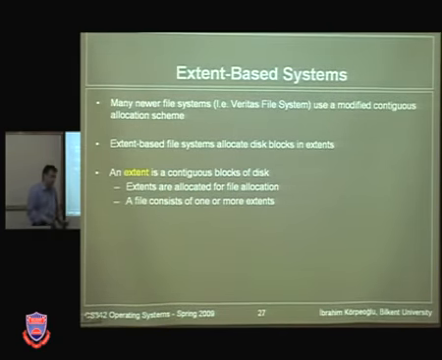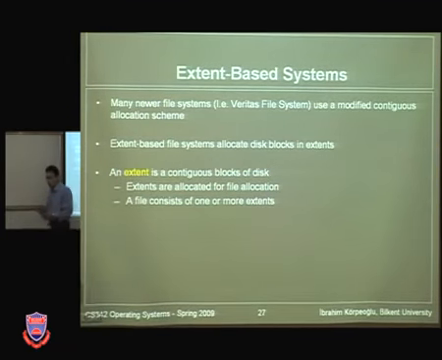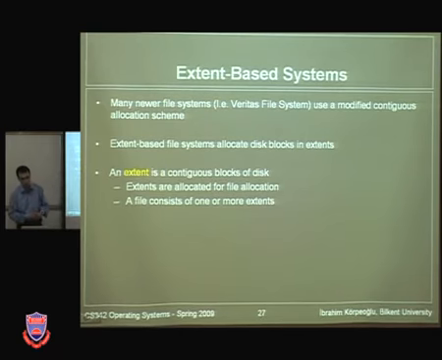So, as we have said, the problem with this allocation scheme is what happens if you would like to grow the file. Sometimes the space after the file may not be empty. So what can you do? The solution to that is using extent-based file systems.